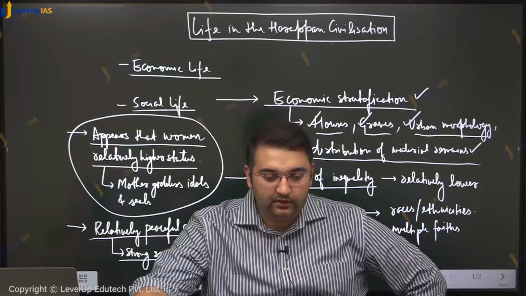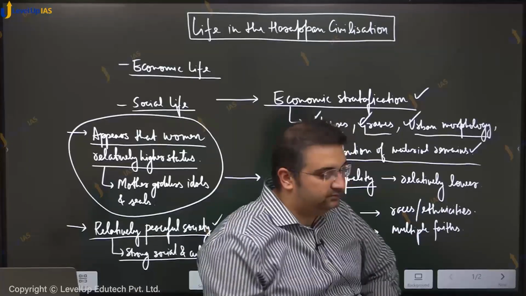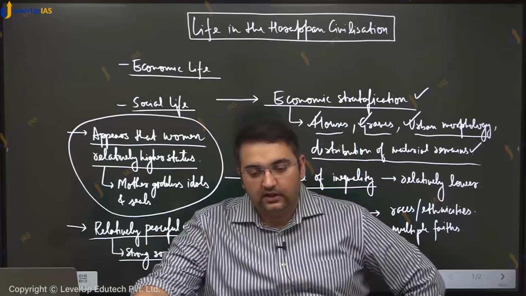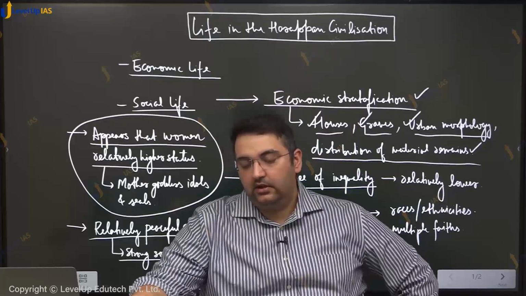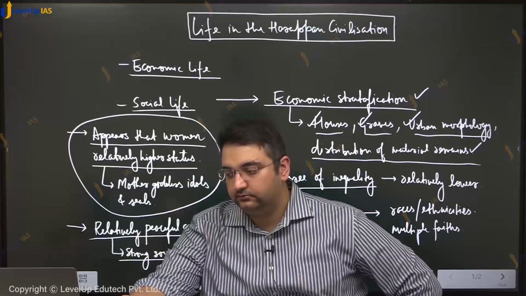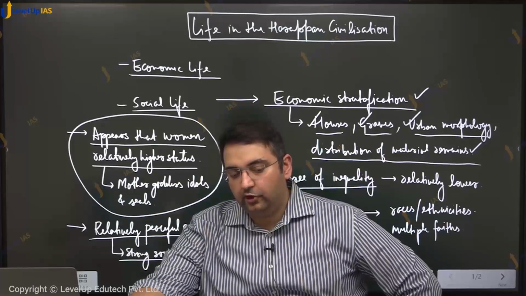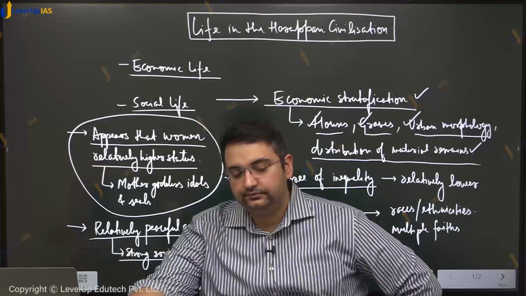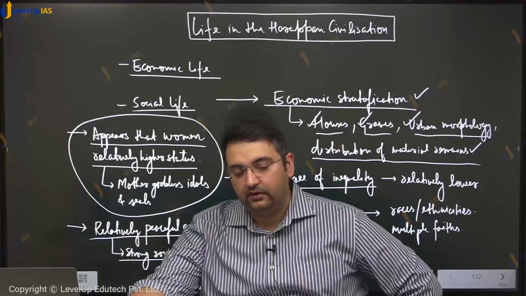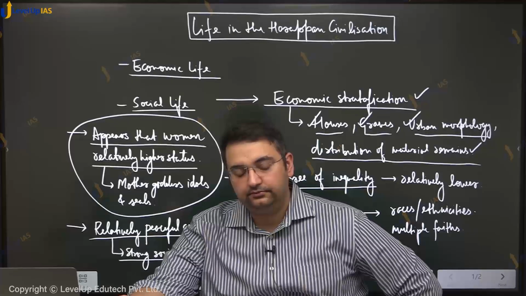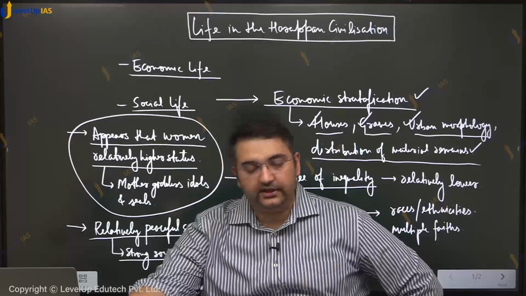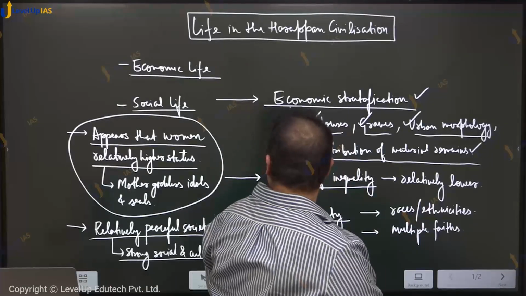Okay, next main point. The Harappan society appears to be a diverse one, composed of several ethnicities, cultural groups, and religious communities. Right? So it was a diverse society.